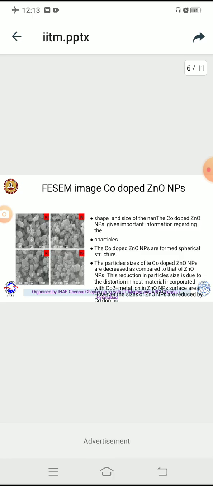The shape and size of the nanoparticles give important information regarding nanoparticle shape. The zinc oxide nanoparticles form a spherical structure. The particle sizes of the cobalt-doped zinc oxide nanoparticles are decreased as compared to the zinc oxide nanoparticles. This reduction in particle size is due to the cobalt 2+ metal ion incorporated into the host material.